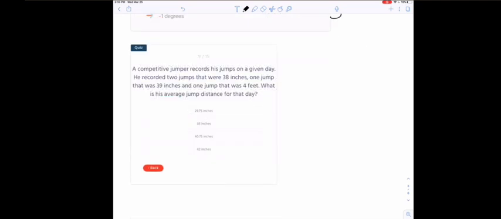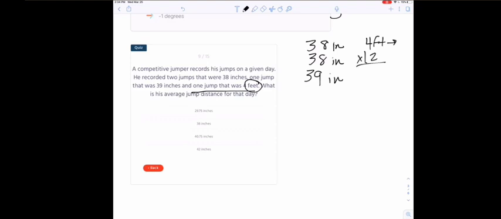It says, a competitive jumper records his jumps on a given day. He records 2 jumps that were 38 inches. So 38 plus 38. 1 jump that is 39 inches, and 1 jump that was 4 feet. What is his average jumping distance for that day? So this 4 feet doesn't match because these are in inches. Okay, so we have to turn 4 feet into inches. Well, we're going to multiply by 12. 12 times 4 is 48. So that's 48 inches.